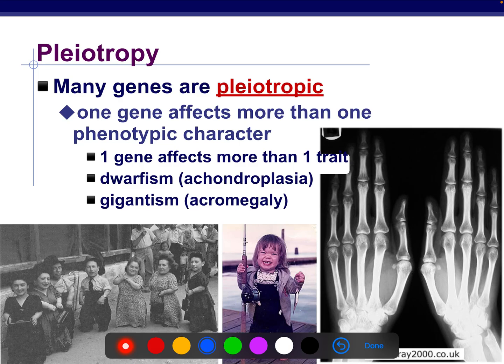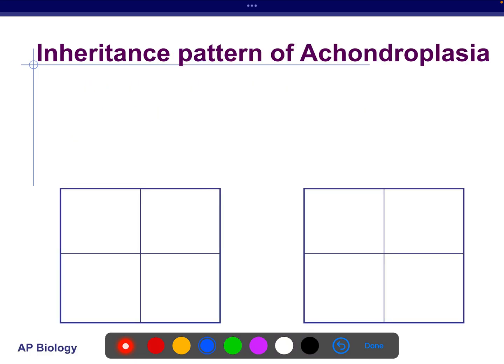Pleiotropy is when one gene can affect more than one trait. What that means is that you have one gene, you have two alleles, but you can see more than one phenotypic characteristic. And we see this most often in achondroplasia, which is dwarfism.